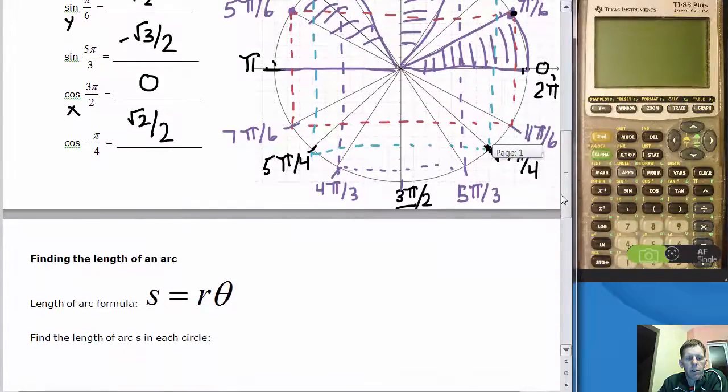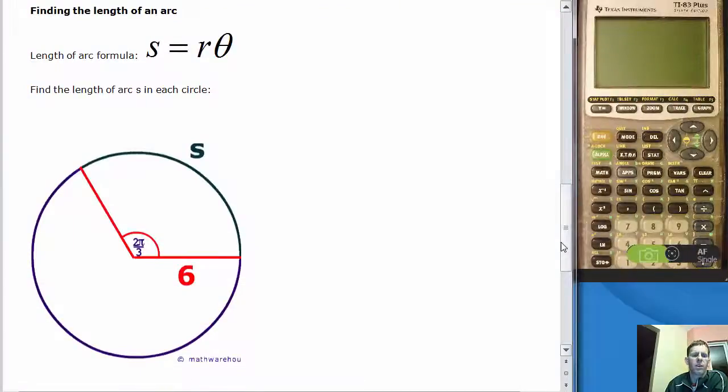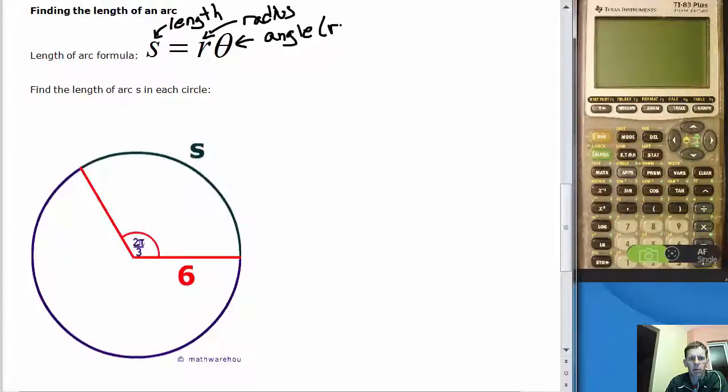Finally, the last thing we're going to do today is find the length of an arc on a circle. There's a simple formula to find the length of an arc. The letter S is a strange abbreviation that refers to the length of the arc. R represents the radius of the circle, and theta represents the angle you're working with in radians. You're not allowed to use degrees in this formula. You have to convert degree measurements to radians.